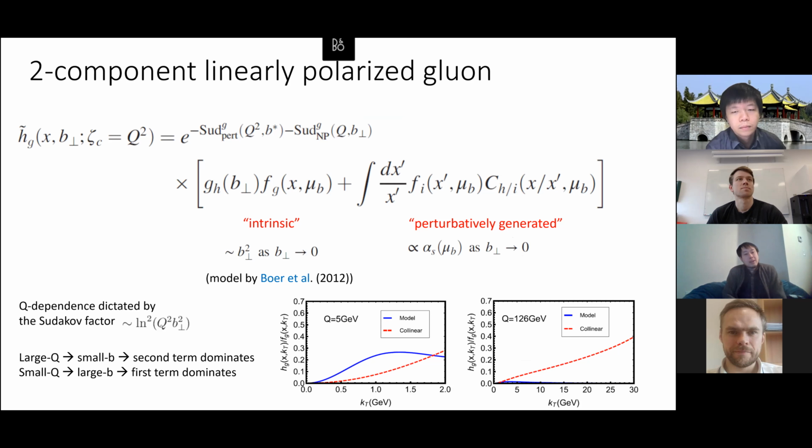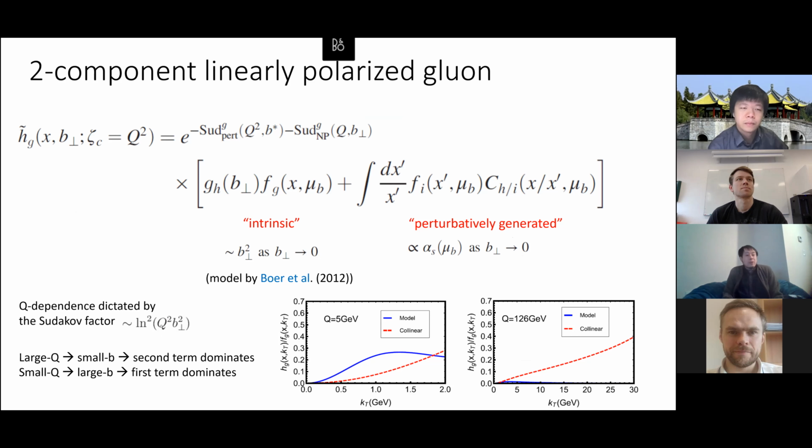So there are two components, and they have different dependencies on the b perp if you go to the b space. And that is sort of controlled by the photon virtuality, the scale, the renormalization scale. So you have the Q dependence, the scale dependence is completely dominated by the Sudakov factor, which is log of Q squared. So if you go to large Q squared, then b perp is small, and this is dominated by the perturbative part of the linearly polarized gluon. But if you go to small Q squared, then you're sensitive to the large b, then you're sensitive to this non-perturbative, the intrinsic part of the linearly polarized gluon.